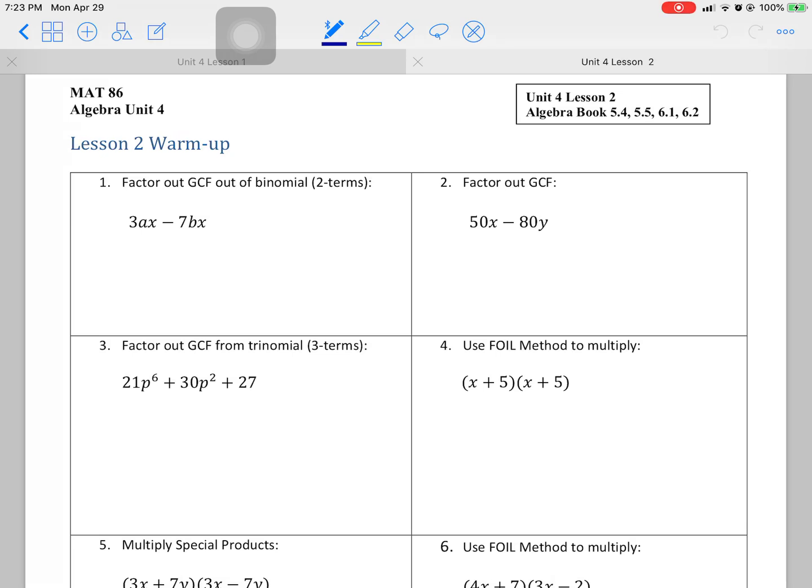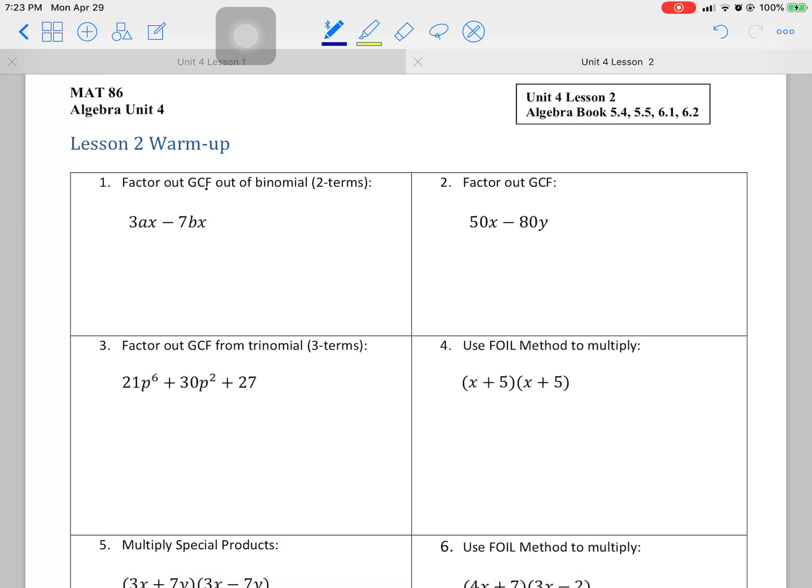Let's see, Unit 4, Lesson 2, Warm-Up. Factor out the GCF of the binomial. In other words, out of these two terms, is there any numerical coefficients that can come out, or are there any A's that can come out, or the X's? We're trying to look at what they have in common and take out the greatest common factor.